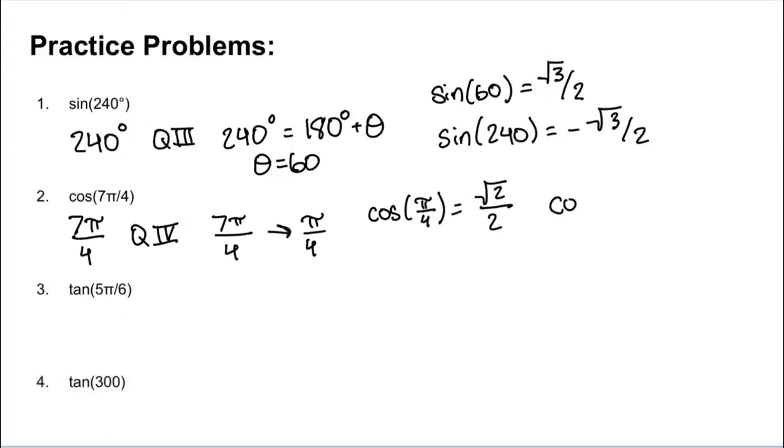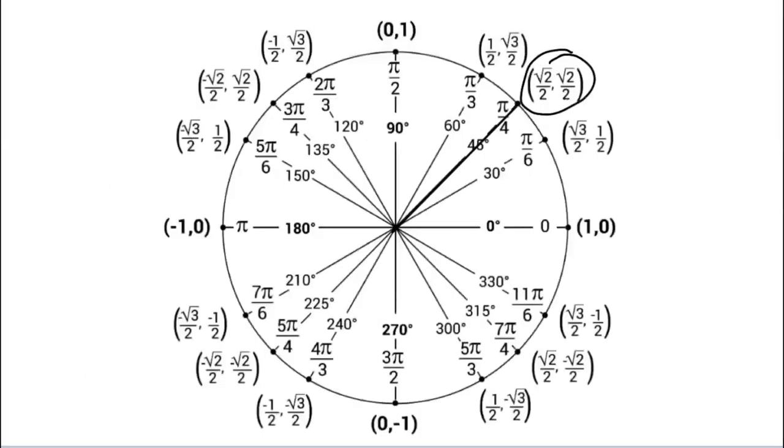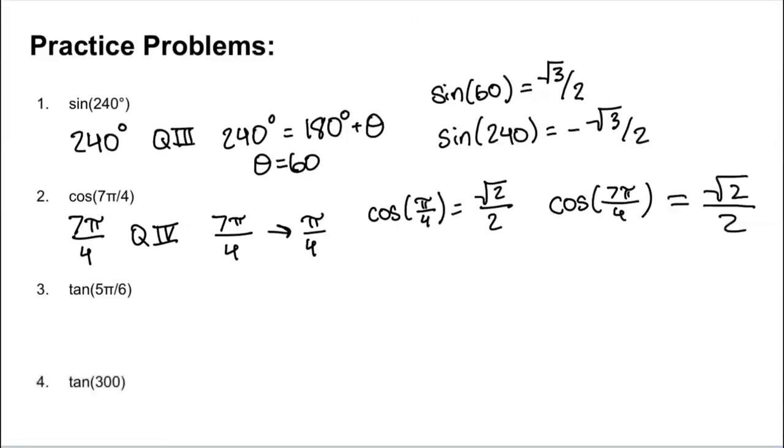And so the cosine of 7 pi over 4, we are in the 4th quadrant, meaning that our x is positive, so this should still be the square root of 2 over 2 as such. So let's go to 7 pi over 4. Yep, our x is positive, so that is correct.